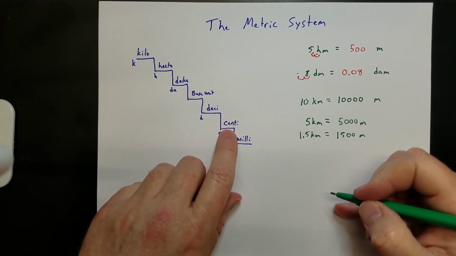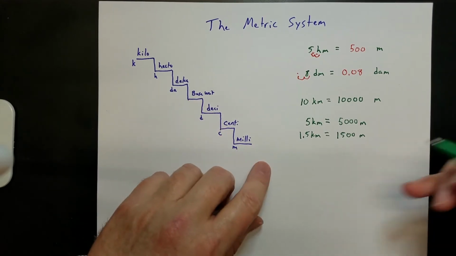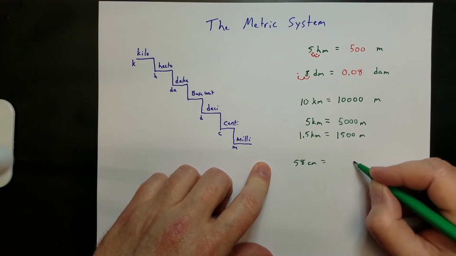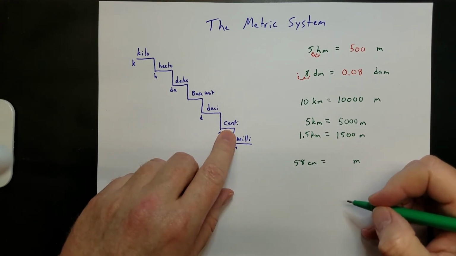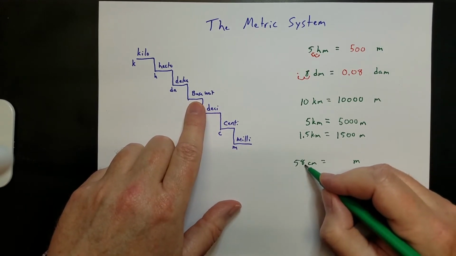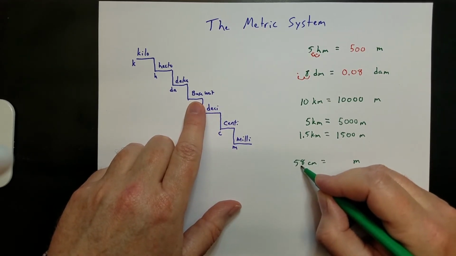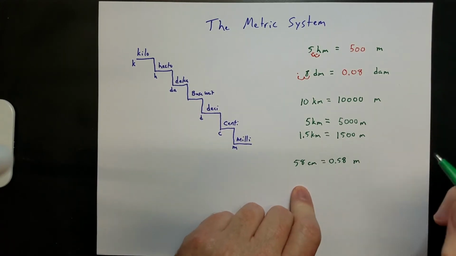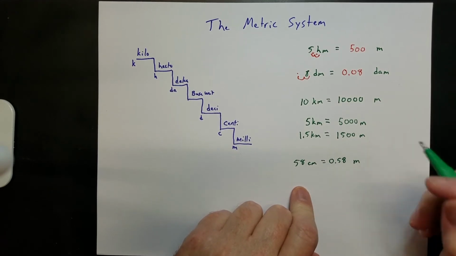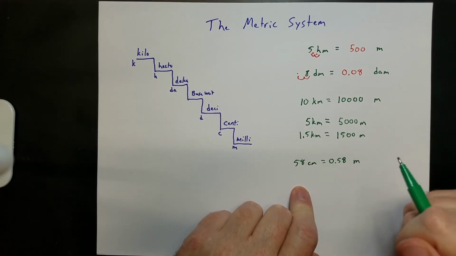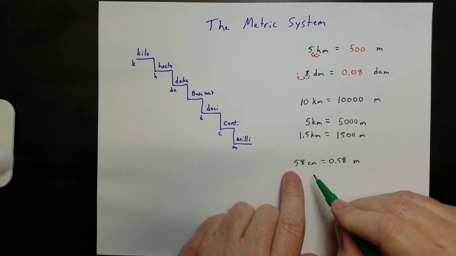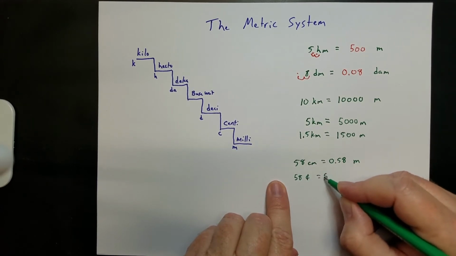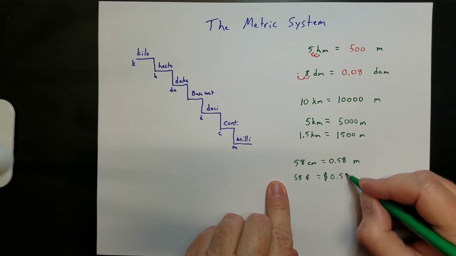A lot of times we're going to go from centa back up to meters. Okay, so if we do 58 centimeters, what is that in meters? Well, we go up 2 steps. 1, 2. That moves the decimal place over to the left 2 spots. So that becomes 0.58. Another way you can remember this is think about pennies, cents. If you've got 58 cents, how much of a dollar do you have? So 58 cents gives you 0.58 of a dollar.